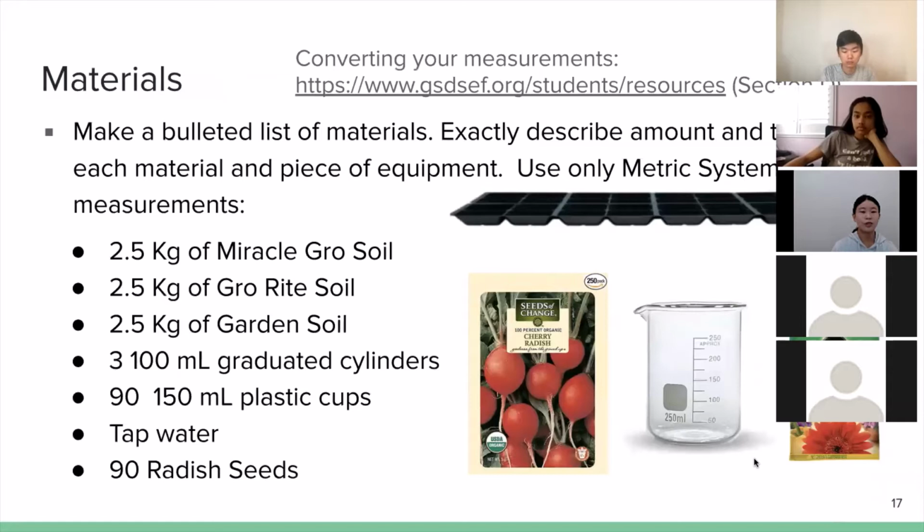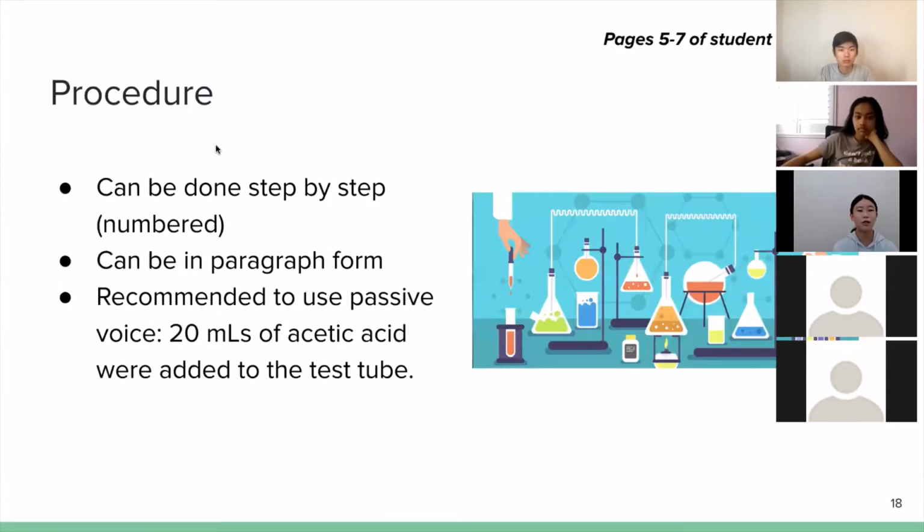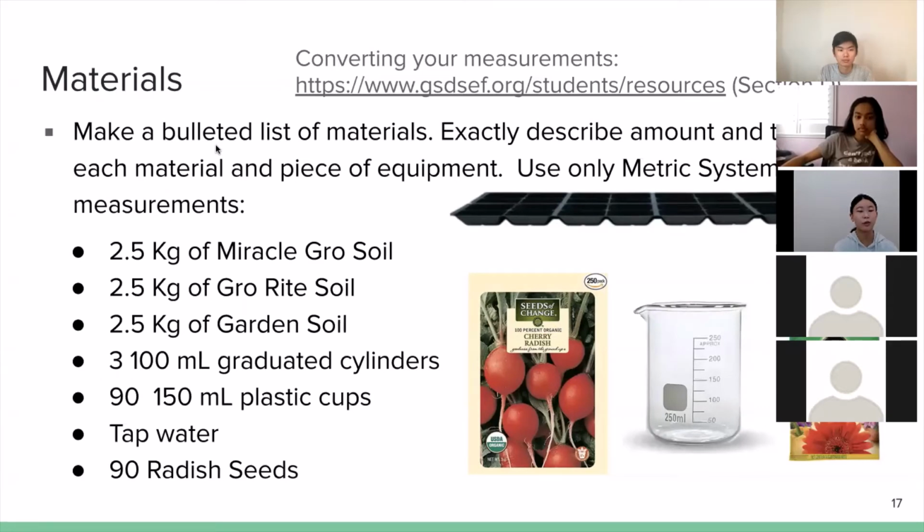And for the materials, make sure to be concise so you can make a bulleted list of materials and exactly describe the amount and type of each material and piece of equipment. And make sure to only use metric system measurements. Pounds or ounces would be the customary units, so you would want to use things like kilograms, grams, liters, milliliters, and that kind of stuff.